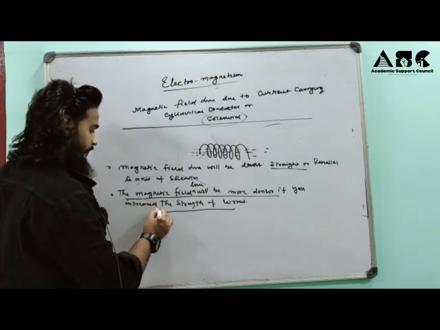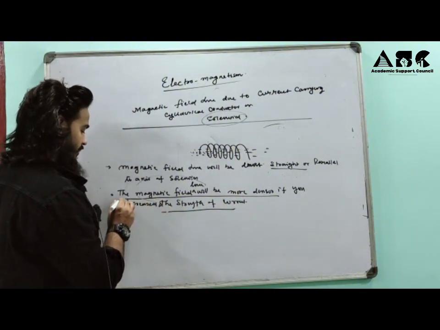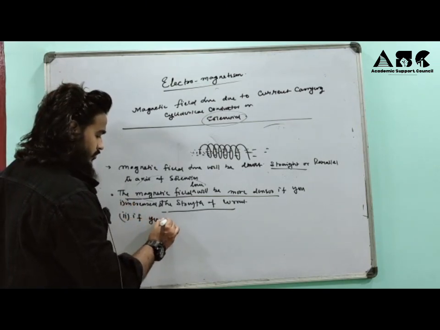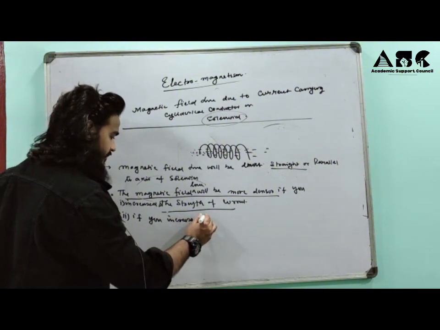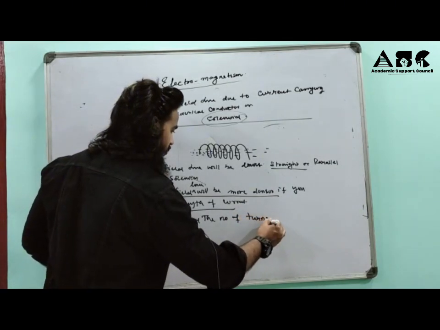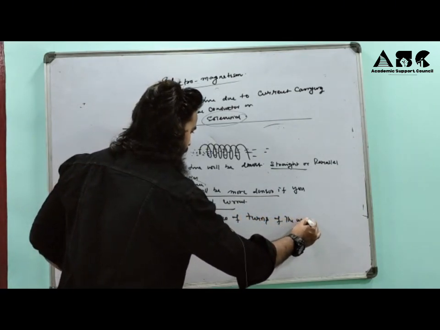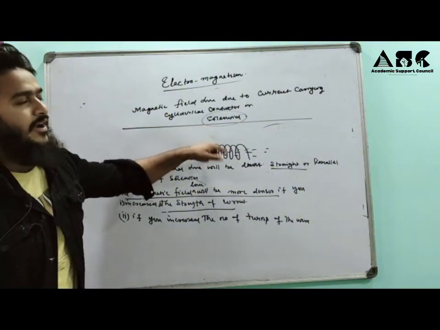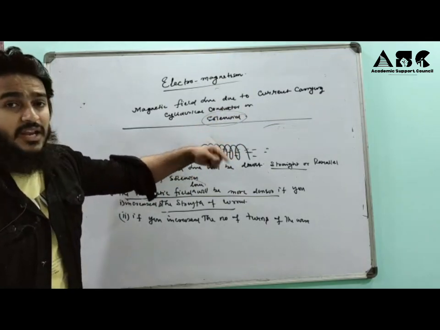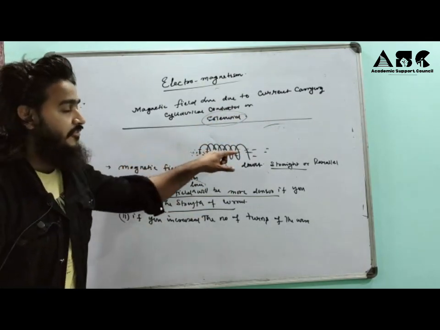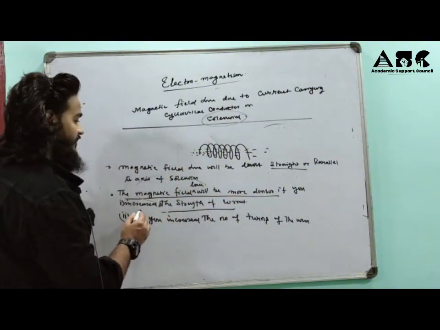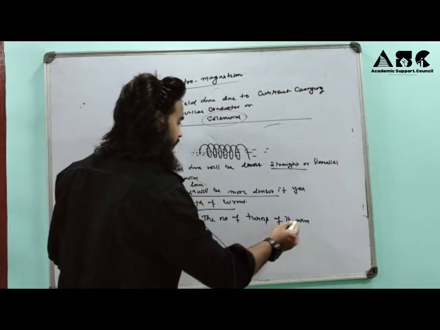Sorry, this one is number 1. Number 2, if you increase the number of turns of the wire, suppose initially you make 5 turns, now you take 10 turns or 50 turns. If you increase the number of turns, then the magnetic field will be stronger. So the magnetic field will be more dense by increasing the strength of the current and by increasing the number of turns of the wire.